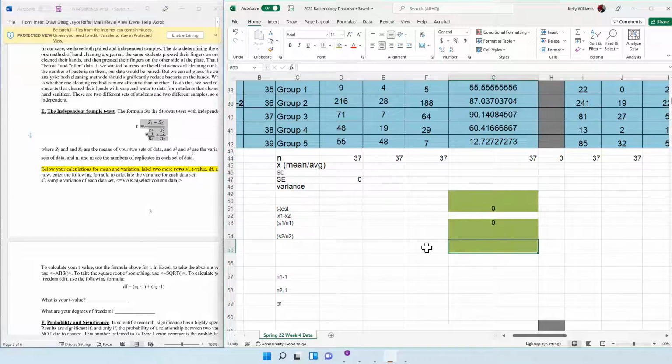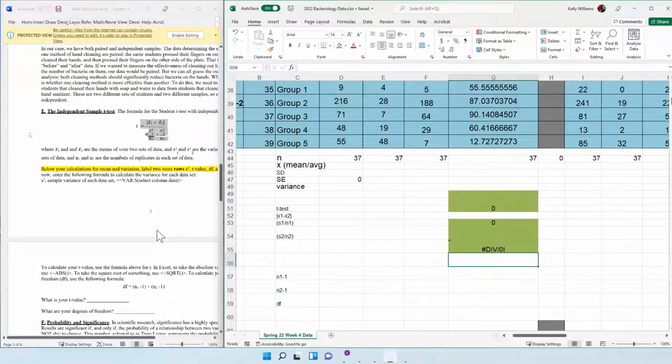So we want equals this number, sorry, it's off a little bit on mine, divided by the square root, SQRT, of this number plus this number, and we get that equal. And again, it's not going to show up right now because we don't have anything up here, but that is one way you could do it.